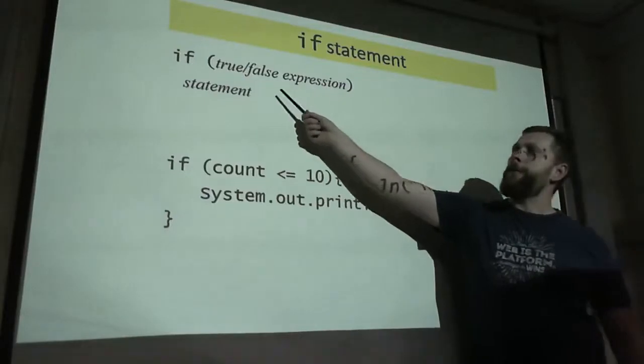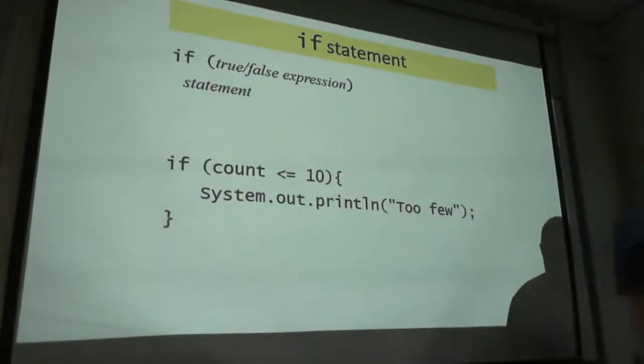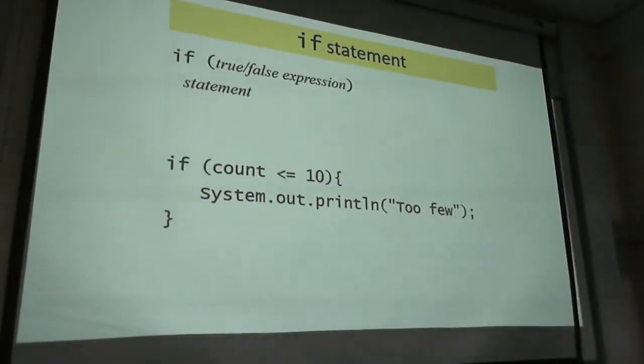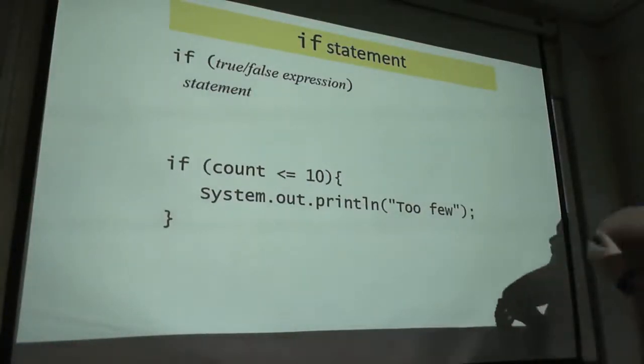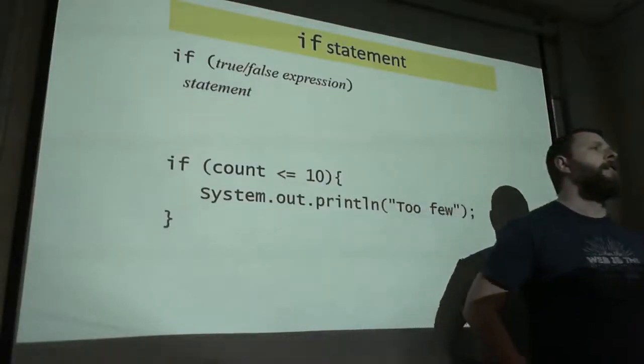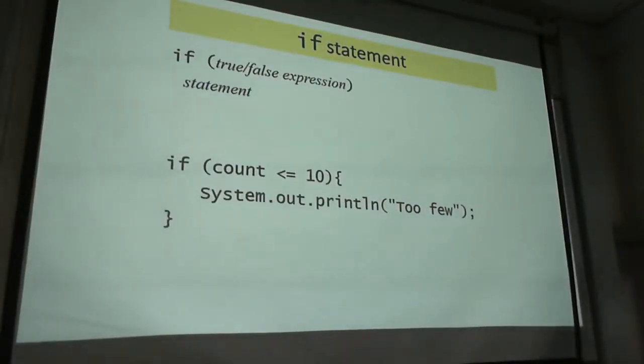The true-false expression, the proper name for it is a Boolean guard. But true-false expression, I suppose, is more descriptive. It is an expression of code, for example, count is less than or equal to 10, that will always resolve itself, will always simplify itself to either true or false. It's impossible for it to go to any other value but true or false.